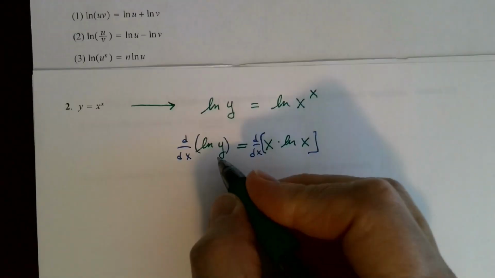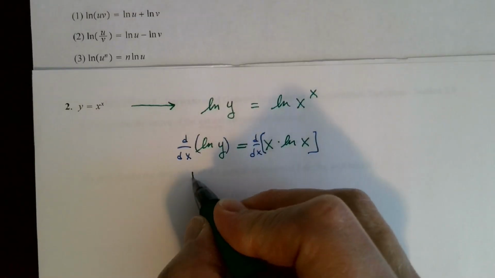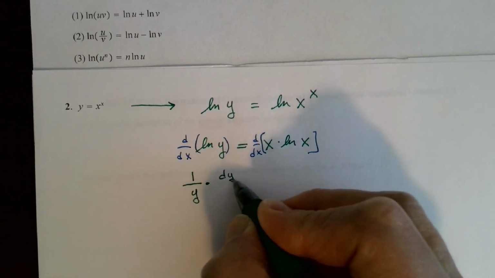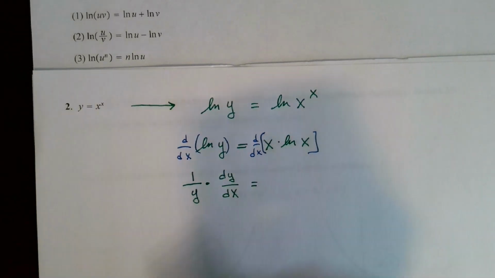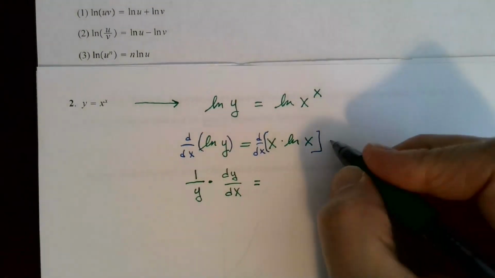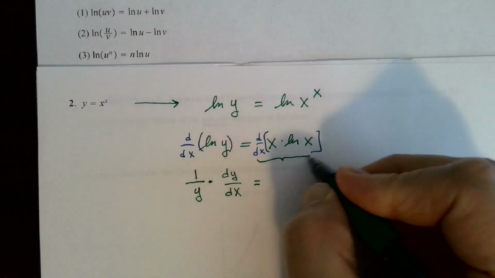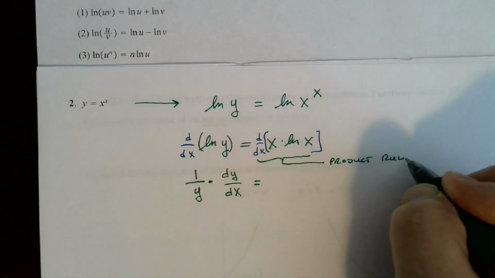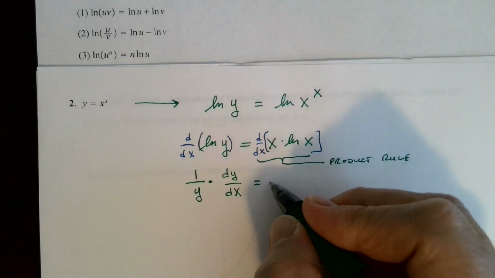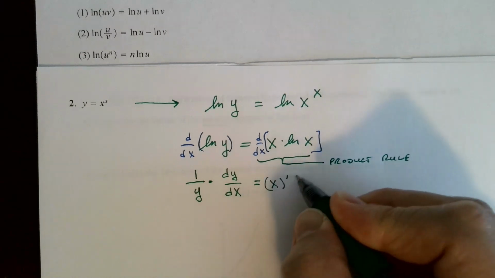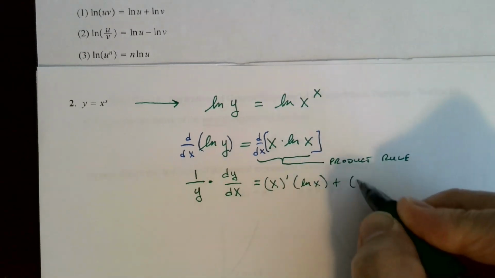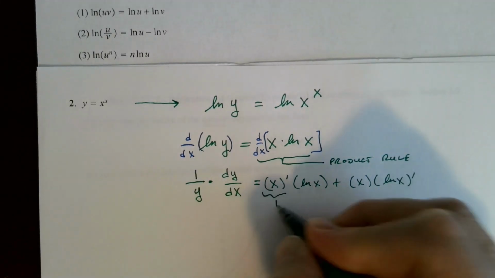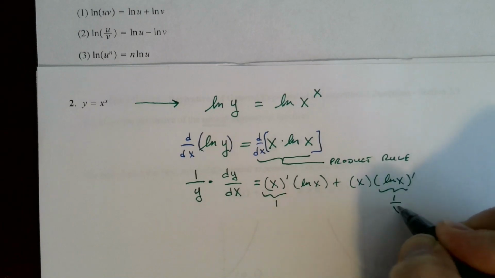What do I get here? Well, we saw this one in the last problem. I get chain rule, right? Derivative of the outer function, natural log of y is 1 over y, times the derivative of the inner function, dy over dx. Over here, right, I've got product rule. This right here is going to be product rule. So I've got the derivative of x times natural log of x plus x times the derivative of natural log of x. Derivative of x is 1. Derivative of natural log of x is 1 over x.